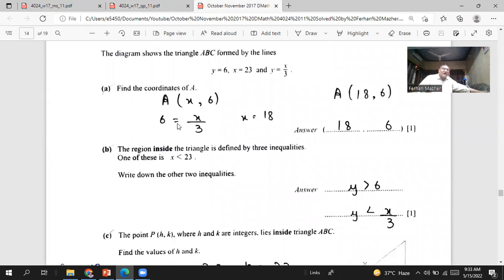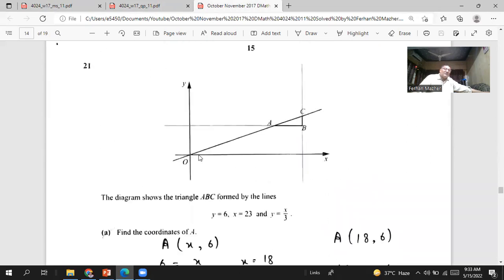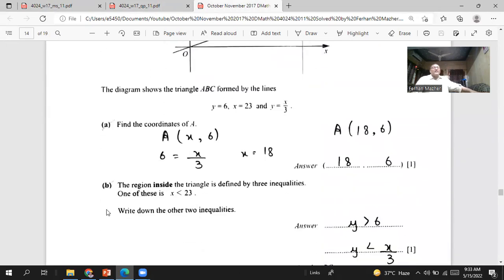So y will be 6, and in this equation x by 3, this 3 will go to the other side, it will multiply. So x will be equal to 18. So the coordinates of A will be 18, 6. So the A coordinates are 18, 6.